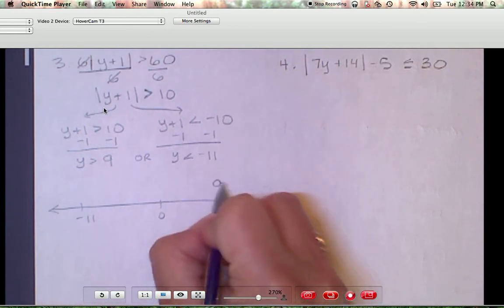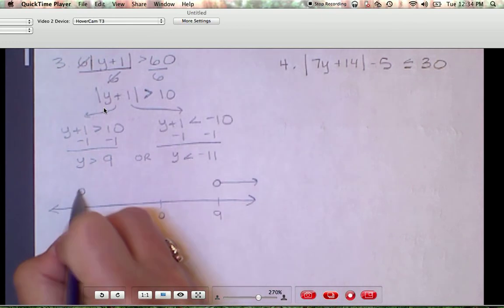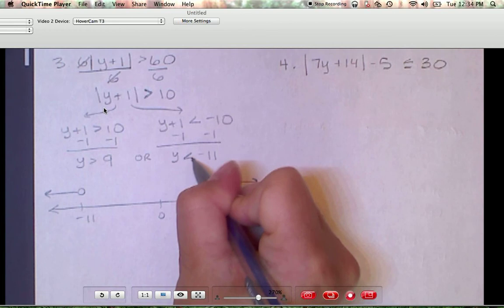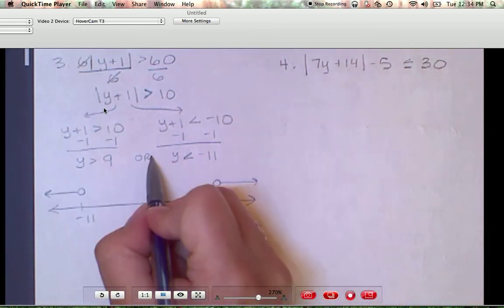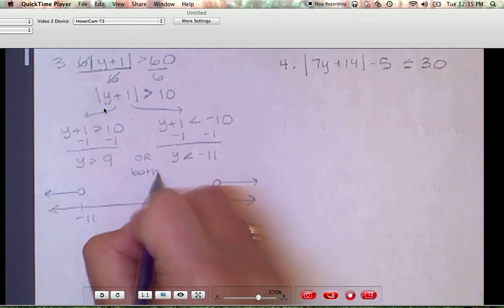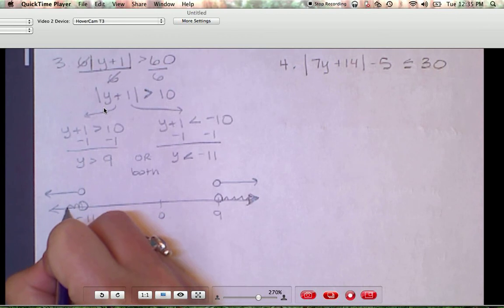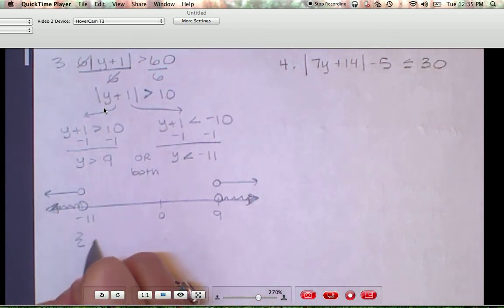That's an open circle and everything to the right. Y is less than negative 11. Open circle and everything to the left. Less than, left. And remember, this always points in the direction that you shade. Or means we bring them both down. So bring them both down to your final graph, and we're going to do our set and interval notation.